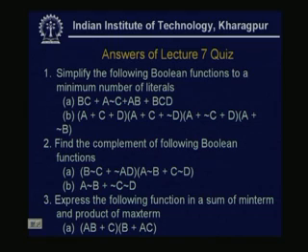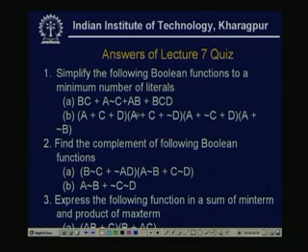The first question was to simplify the following Boolean functions to a minimum number of letters. The first one was BC plus AC bar plus AB plus BCD. We will see first how we can simplify that.